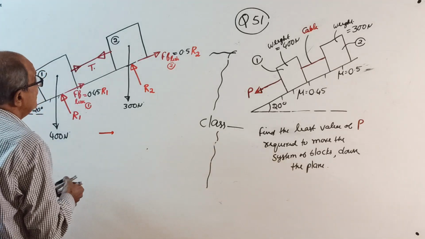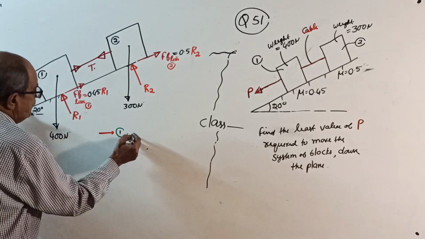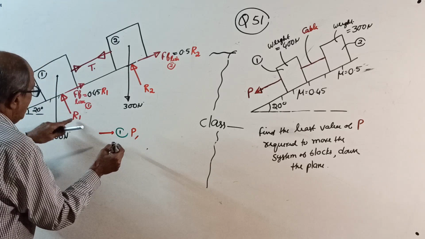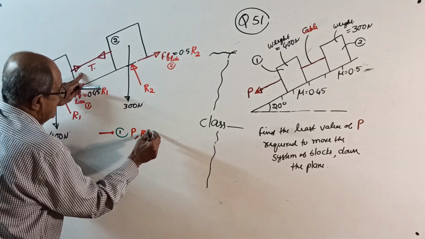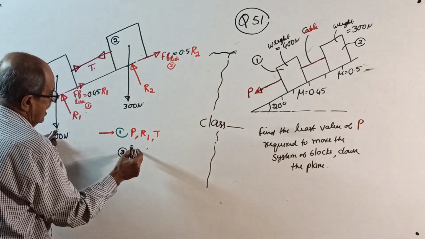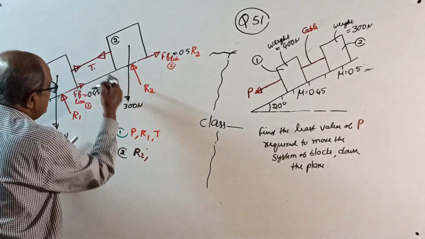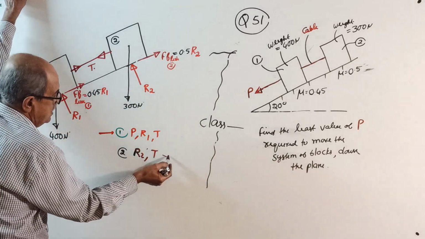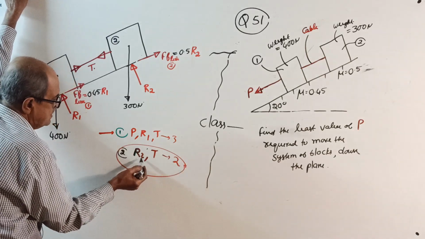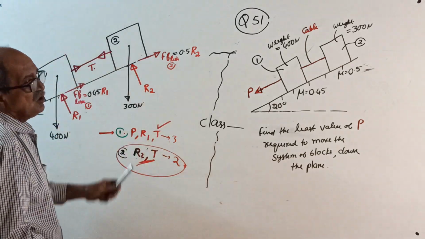Which one first? See here. For block 1, the unknowns are P, R1 and T. Whereas for block 2, the unknowns are R2 and T. Therefore, only two unknowns here, three unknowns here. Start from block 2, get R2 and T, then come to block 1. By that time, T is known and you can solve the question.